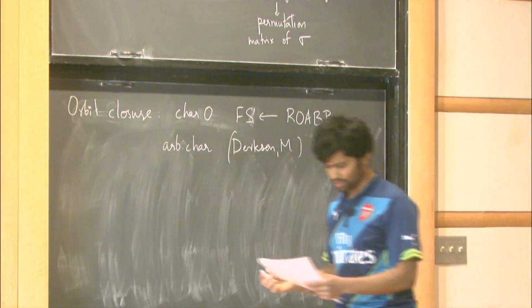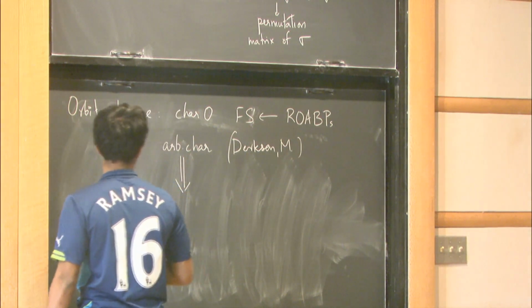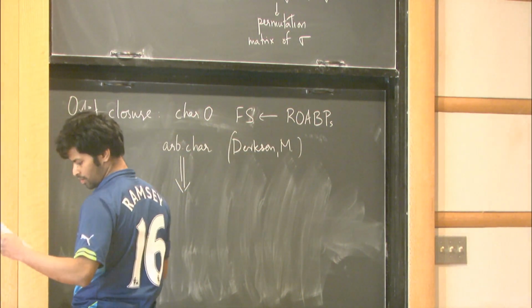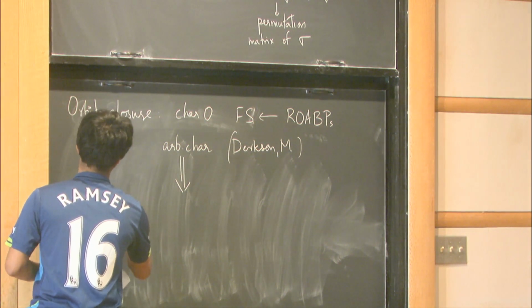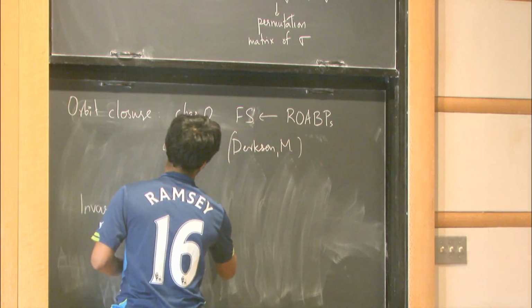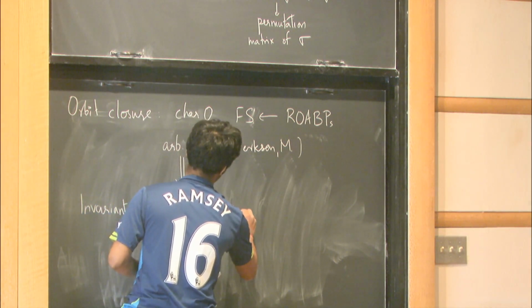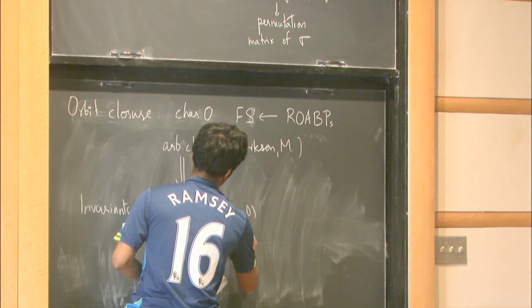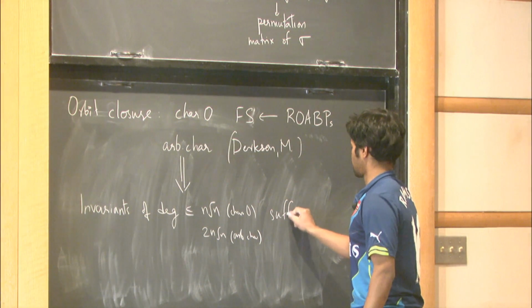And the only reason I'm telling you this is because there's a certain implication of this algorithm. The algorithm implies that invariants of degree less than or equal to n root n and 2n root n. Okay, so n root n in characteristic 0, 2n root n in arbitrary characteristic, suffice to separate orbit closures.